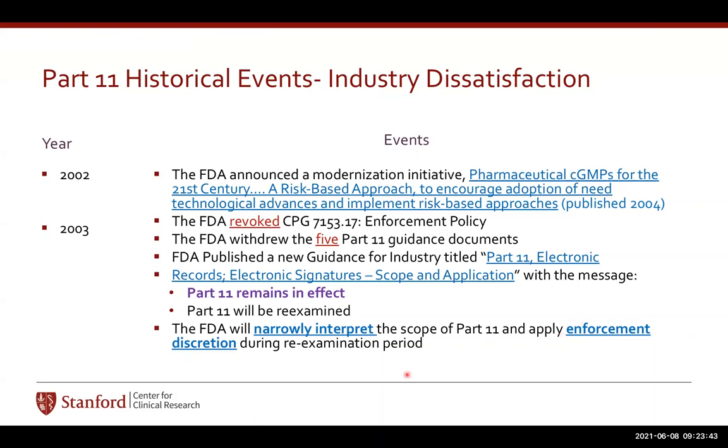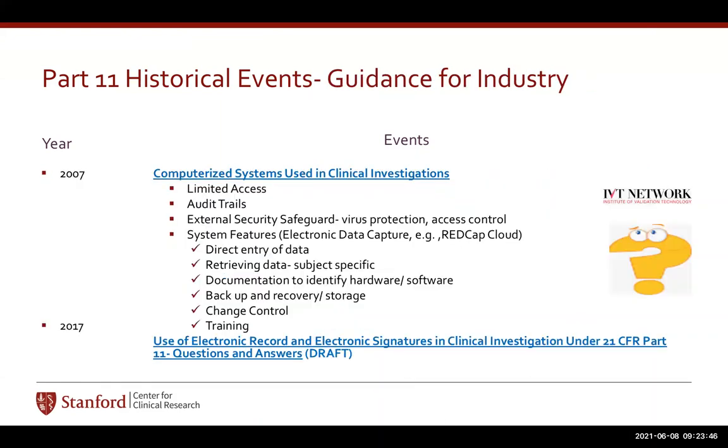So that was about the events. Okay, so some of the guidance documents in the 2007 era were published about the computer systems used in clinical investigation. During the same time, I happened to be invited by the Institute of Validation Technology to interpret this clinical regulation with 2 other key opinion leaders, Dr. Huber and Dr. Will. We did roughly a half day workshop on that.